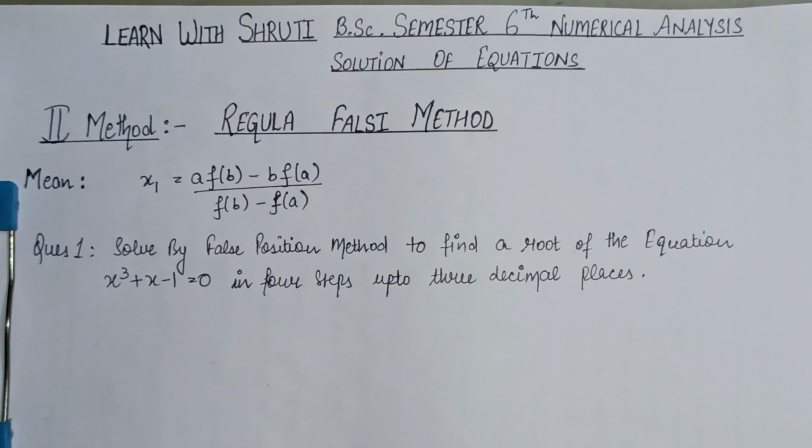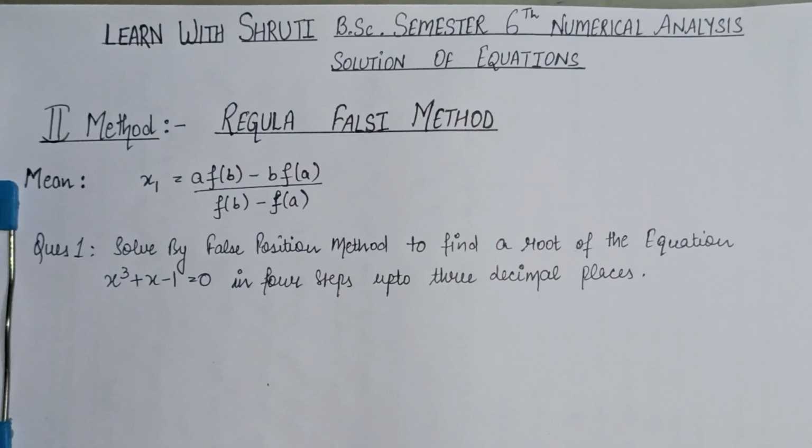So, in this video, we learn the next method of the solution of equations chapter of numerical analysis, semester 6th. In this method, Regula Falsi method, or we can say the false position method, is similar to the bisection method that we have studied in the previous videos. So now we are learning the Regula Falsi method. This method is almost similar, as I said.